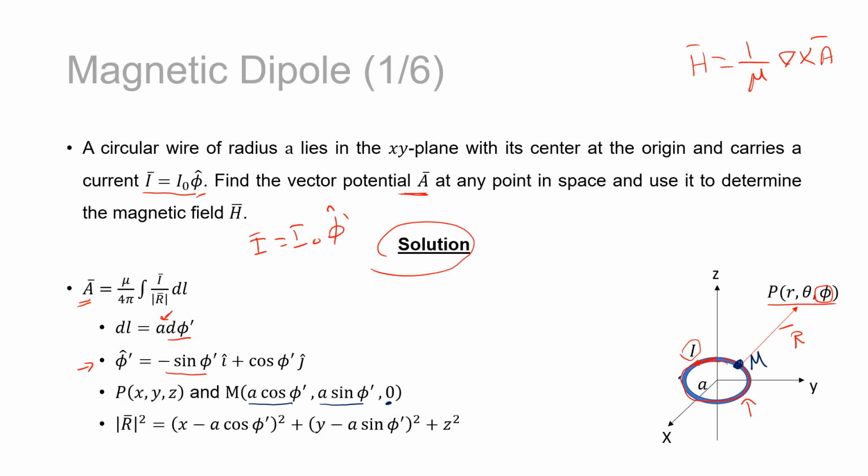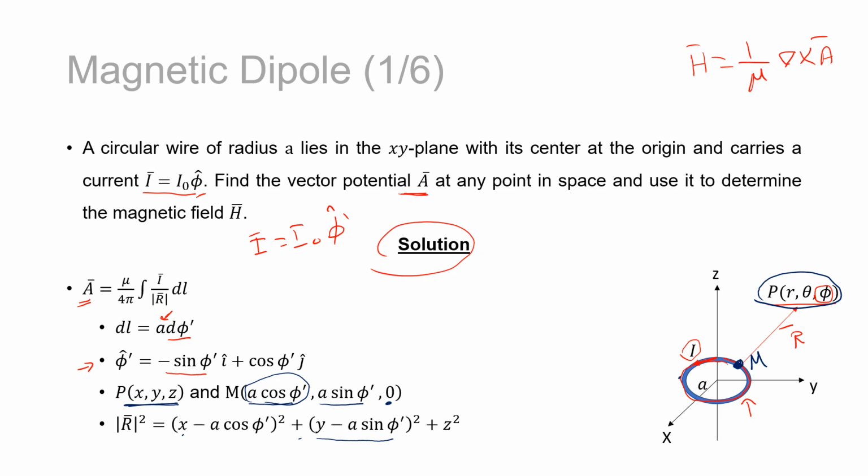For our point where we would like to calculate the field, for this specific problem, we will use Cartesian coordinates because it will be easier for us to handle. Now we need to calculate our R. So simply we need to subtract b minus m. Starting with the x coordinate, you will have x minus a cosine phi dash, squared, plus y minus a sine phi dash, squared, plus z squared.